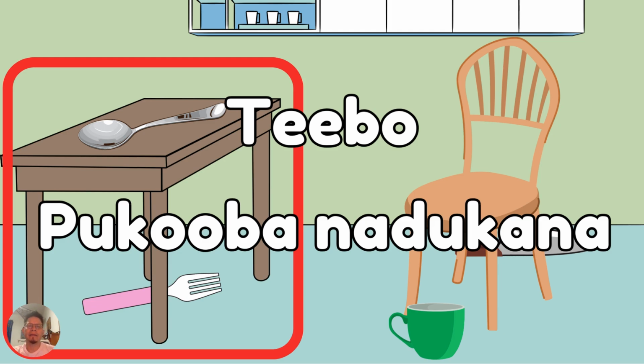Another way of saying table, which I did not use in the class, just because it's kind of long, is bukuba nadukana, which essentially translates to the place on which is your food, or the place on which you eat. So it's a lot of words in there. So I just use the borrowed word because I know in the Walker River area that has become acceptable.